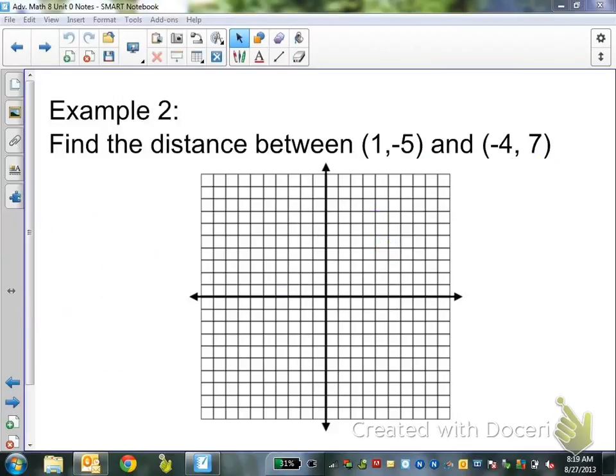Okay, so example 2, we're going to find the distance between (1, -5) and (-4, 7). I want you guys to try this one on your own. You can work with your neighbor or the people at your table, but I want you to do exactly what we did in example 1. So to graph the points, let's first do (1, -5). What color do you guys want to graph (1, -5)? Pink? Okay, we'll do pink.